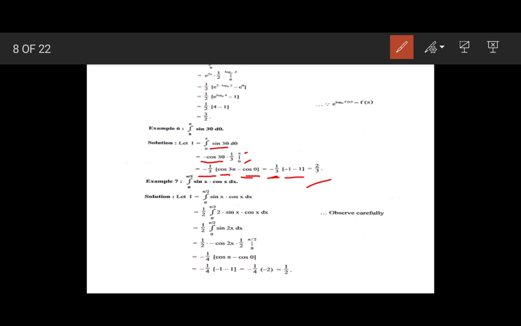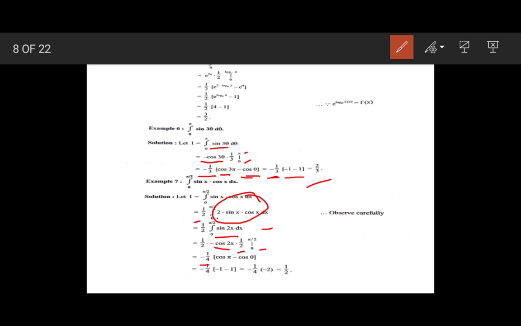Then see the next example. Integrate from 0 to pi upon 2 of sin x into cos x. Okay. Now we multiply and divide it by 2. So in the integral we get 2 into sin x cos x, and that is the formula of sin 2x. Now the integral of sin 2x is minus cos 2x into 1 upon 2. Then the limit of integration is 0 to pi upon 2.